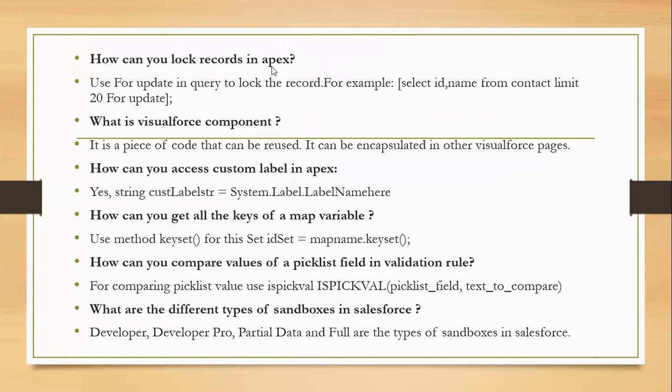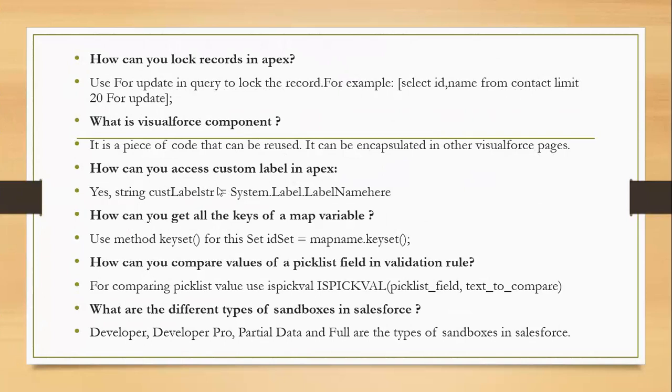How can you lock records in Apex? Use FOR UPDATE in the query to lock the records. For example, select Id, Name from Contact limit 20 for update. Next question: what is the Visualforce component? It is a piece of code that can be encapsulated in another Visualforce page.